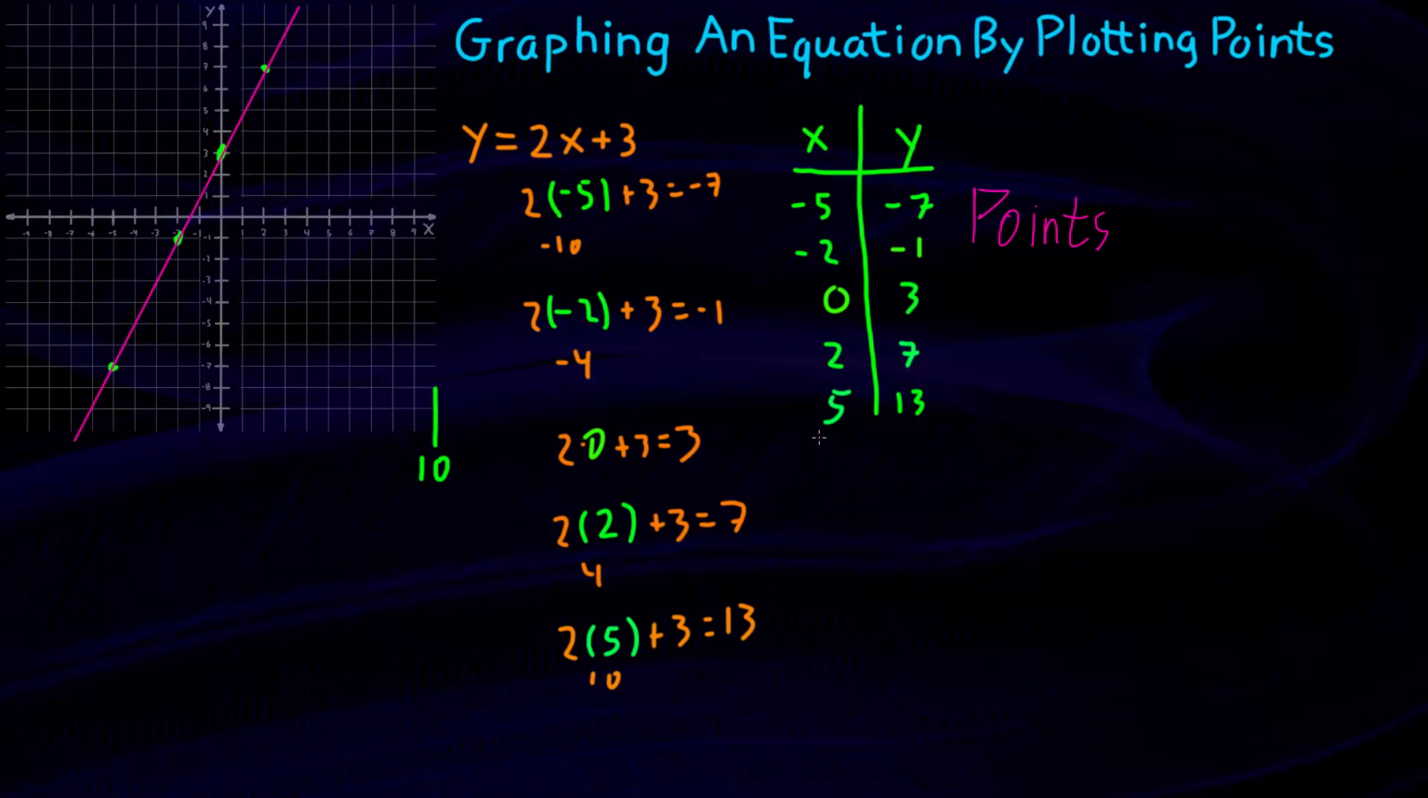And then we accidentally chose a number right here, 5 and 13, that actually falls outside, so we weren't even able to use it. But in the end, we were able to graph this equation through these points that we plotted. And here we go.